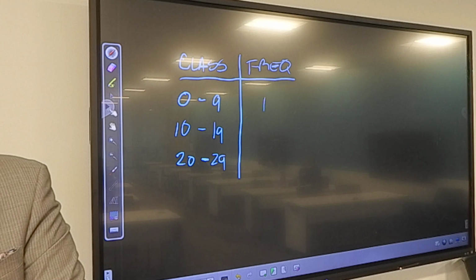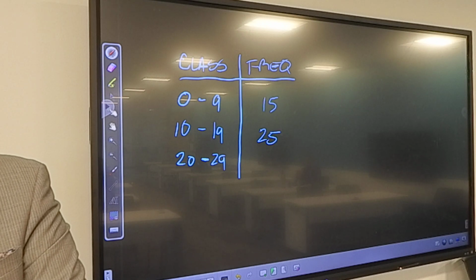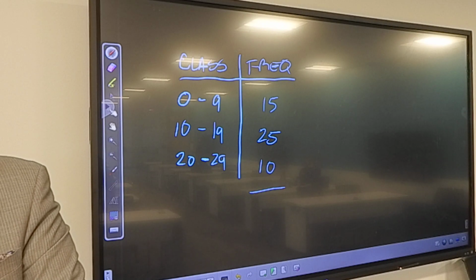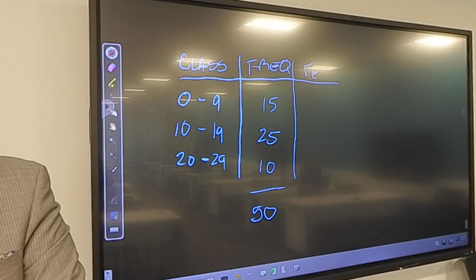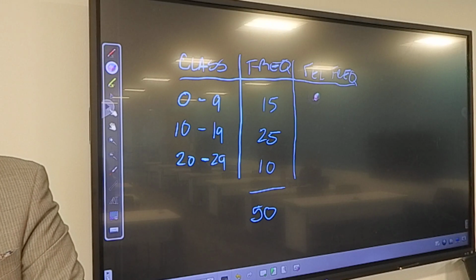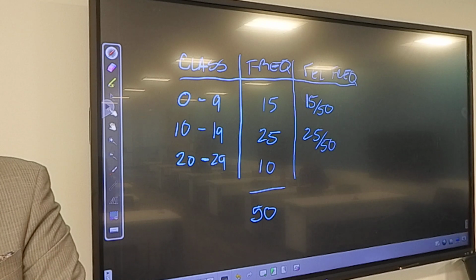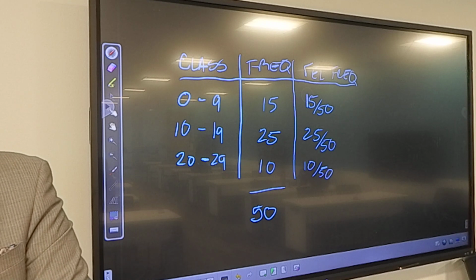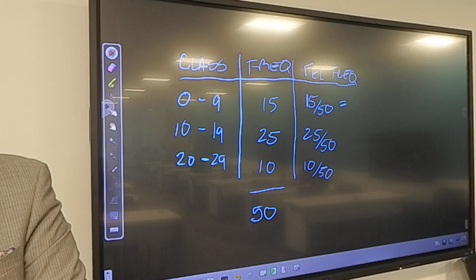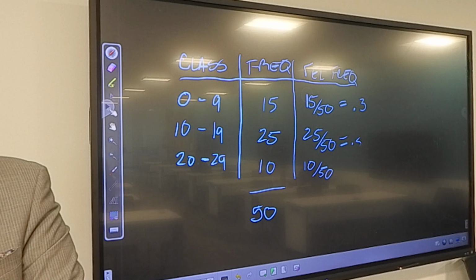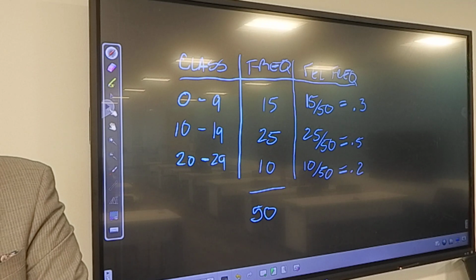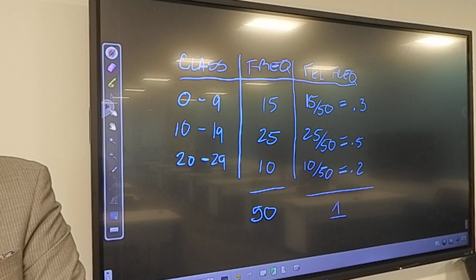I'm surveying some people, and 15 were here, and 25 were here, and 10 were here. So that's a grand total of 50 people that I surveyed. I could attach to this a relative frequency column, and this would be 15 out of 50, and this would be 25 out of 50, and this would be 10 out of 50, and this equates to 30%, which is 0.3, and this is 0.5, this is 0.2, and if you add all that up, you get 1.